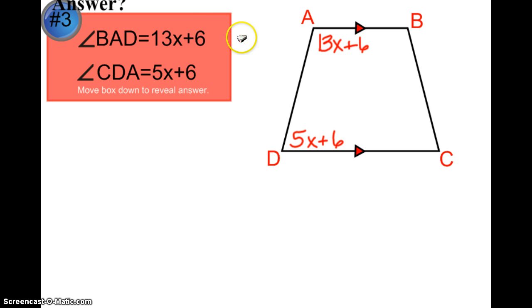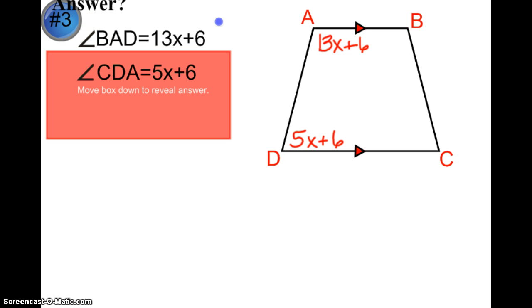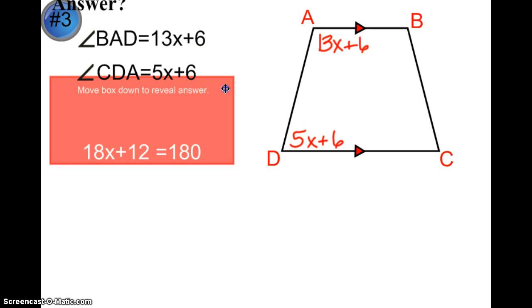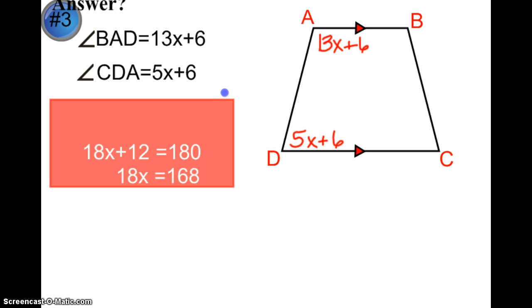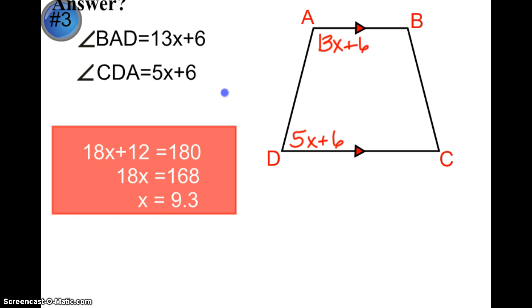So if they're supplementary, I know that I need to add them up and set them equal to 180. So 13x and 5x give me 18x, and 6 plus 6 give me 12. We subtract 12 to both sides, and then we divide by 18. Each of these problems you should be attempting to do on your own and just pausing the video.